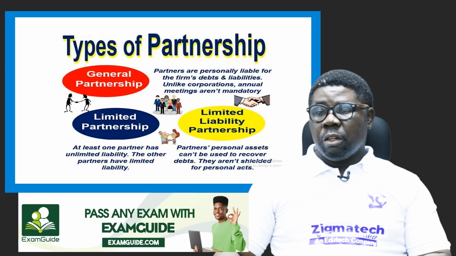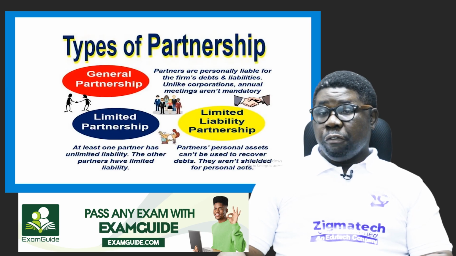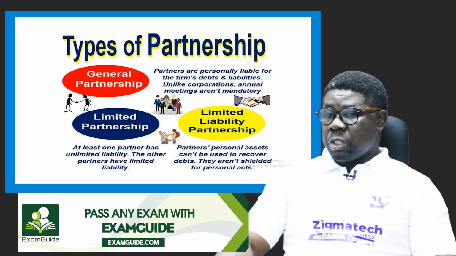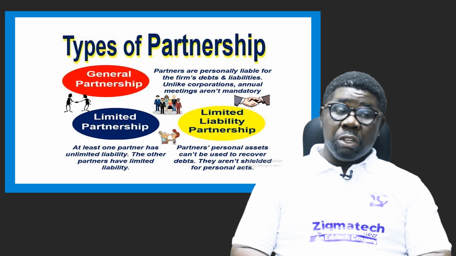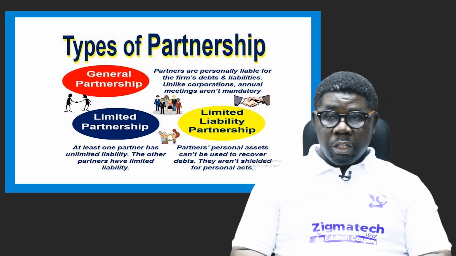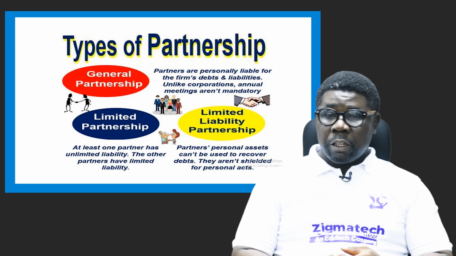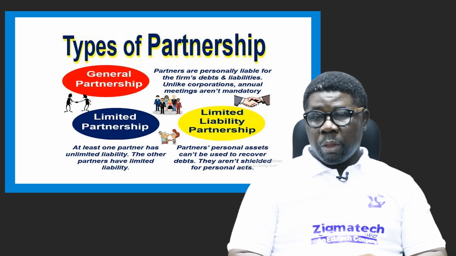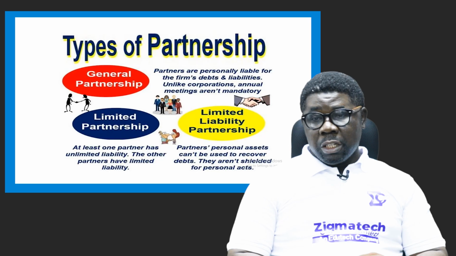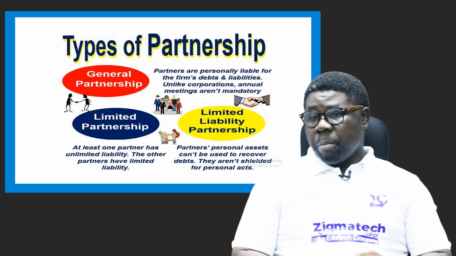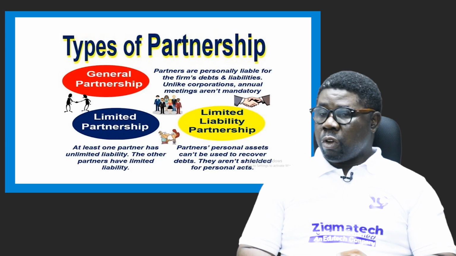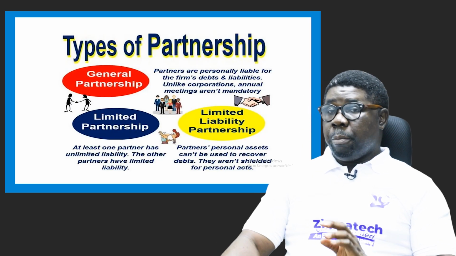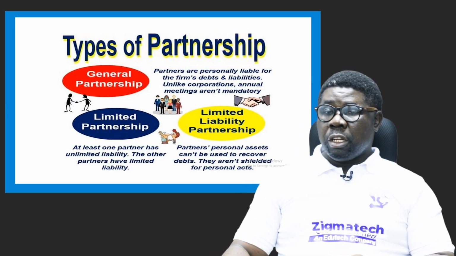So we have the general partner. The general partner will have personal liability for the firm's debts and liabilities, all right? Unlike corporations, annual general meetings are not mandatory. So in partnership, there's nothing like an annual general meeting. It's not there, all right? Why the limited partnership aspect? At least one partner has to be an unlimited liability holder. The other partners may have limited liability. So for limited liability partners, personal assets can't be used to resolve debts. All right, they can't be used to resolve debt because they have a protection with the terminology limited liability.